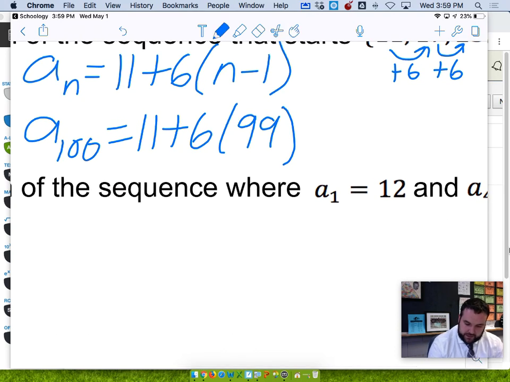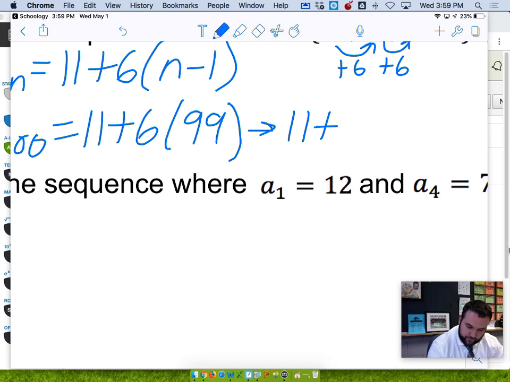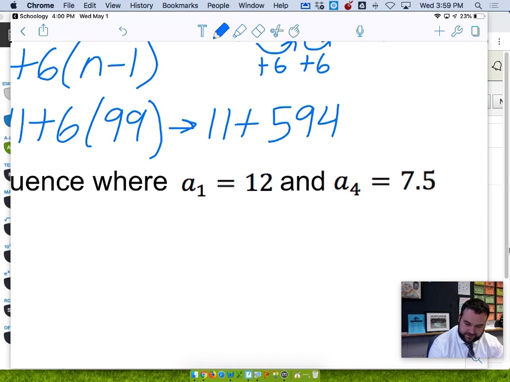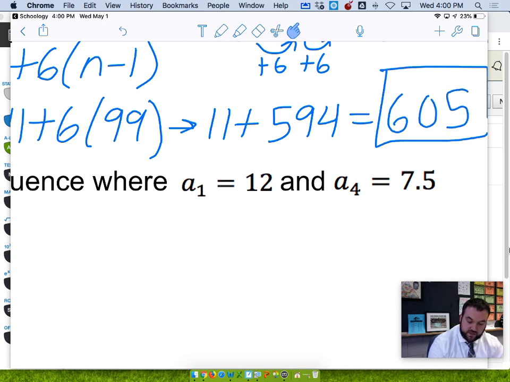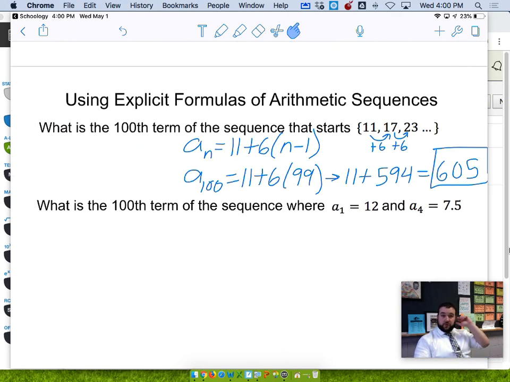Now, in the calculator, that's going to look like 11 plus, and then the calculator, because of PEMDAS, will do 6 times 99, which is 594. And then add 11 to that, and we get 605. This is our 100th term of that sequence. So it's pretty powerful stuff, considering that we only were given the first 3 numbers. In about 45 seconds, we were able to get the 100th number overall.